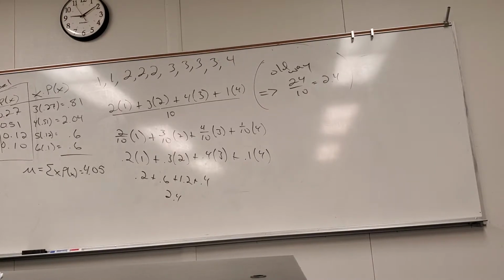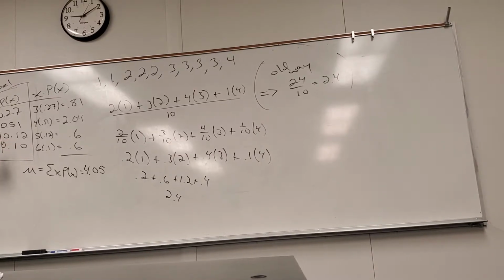So if I did, right, 27 threes, 51 fours, 12 fives, 10 sixes, add them all up, divide by 100, I would eventually get there. Do you see how now that way is quicker? If they give it to me like this, I've discovered a quicker way to get the mean.